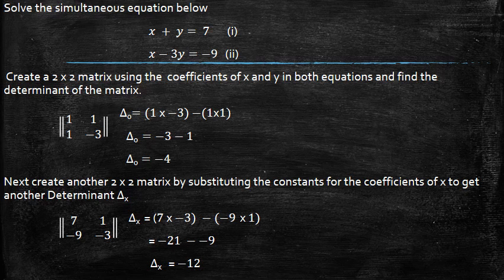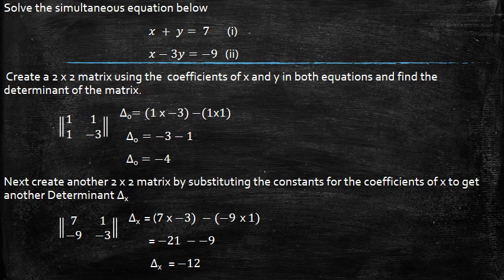So we created a 2 by 2 matrix using the coefficients of x and y in both equations, starting from the top. So in equation 1, the coefficient of x is 1 because we don't have any number there, so there's a 1 there. So we'll bring it here. And for y, the coefficient of y is also 1, so you have a 1 here. In equation 2, the coefficient of x is also 1, so we'll bring that 1 here. And the coefficient of y is minus 3, so we'll bring the minus 3 here.